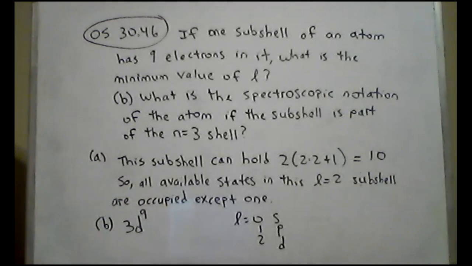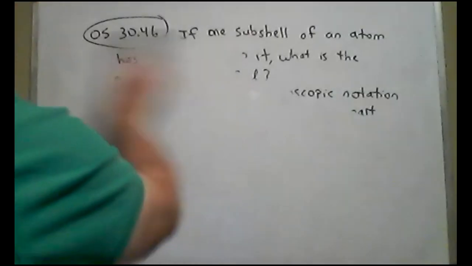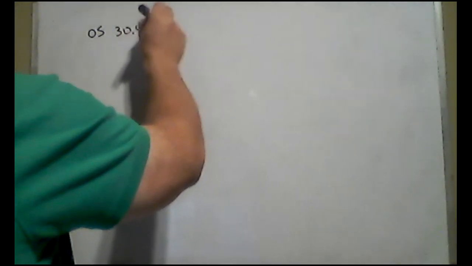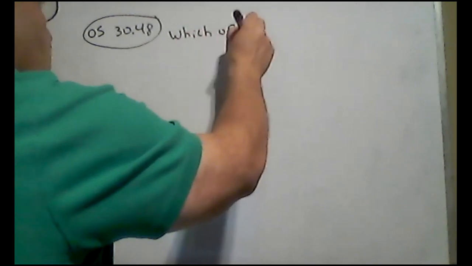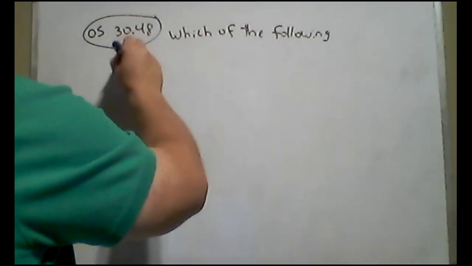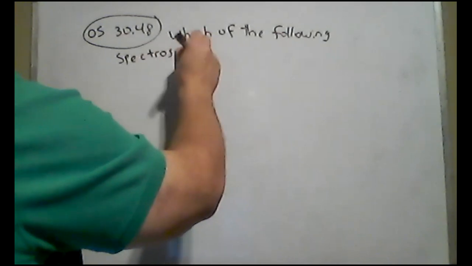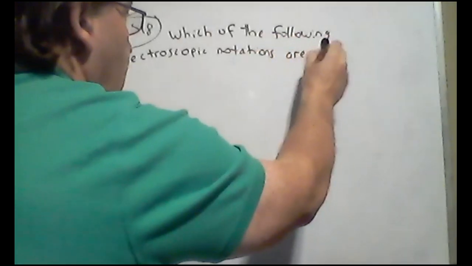All right, last problem. Here we're going to look at, again, really hammering in the concept of selection rules and allowed states and unallowed states. So basically, OpenStax 30.48, it simply says, which of the following spectroscopic notations are not allowed? We're going to try to understand why.